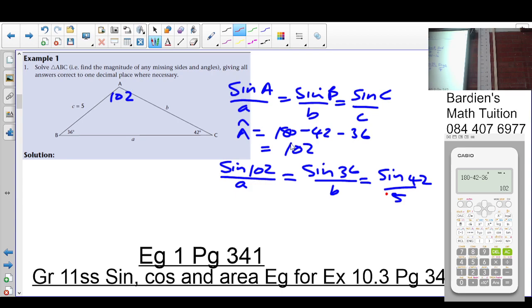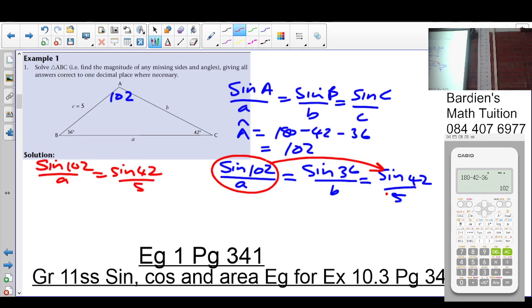So in order to calculate lowercase a, I must let it equal to that, and I use those two ratios here. I can't let it equal to the middle one because then you have 2 unknowns. Okay. So I say now sine of 102 over a is equal to sine of 42 over 5.